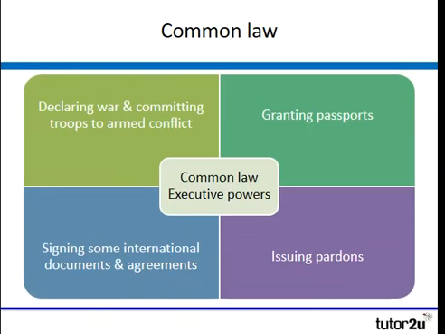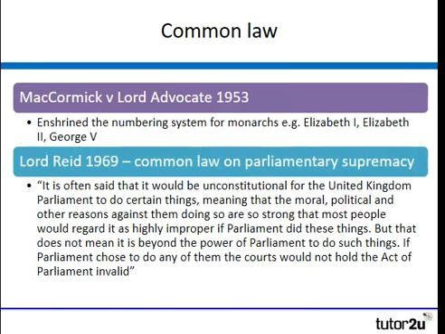Just some examples here of common law in relation to powers of the executive, the government: declaring war, committing troops to armed conflict, the granting of passports, the issuing of pardons, and indeed signing some international documents and agreements. These have all been established as common law by UK courts. Some interesting examples here. The McCormick versus Lord Advocate in 1953. This actually enshrined the official numbering system for monarchs. In other words, the use of the Roman numerals and the way that the monarchs were described.